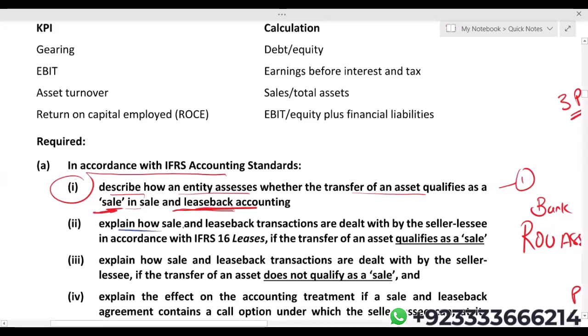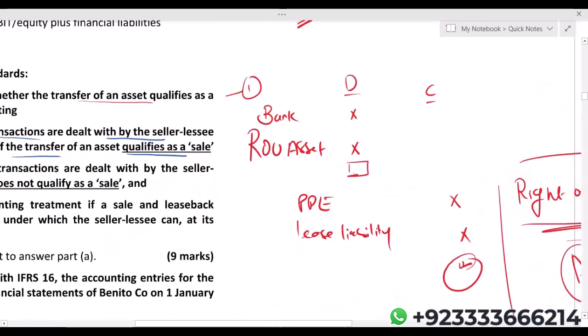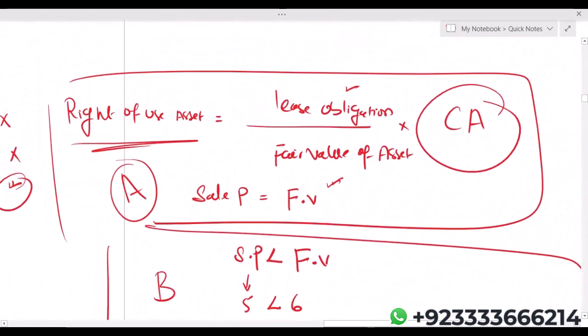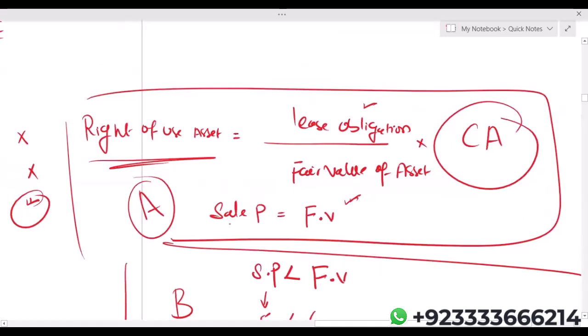Okay, now A2: explain how sale and leaseback transactions are dealt with by the seller-lessee in accordance with IFRS 16 Leases if the transfer of an asset qualifies as a sale. I think I did explain this in the previous class. If transfer of the asset qualifies for sale and we have taken the same asset back on lease, then there are three possibilities. If you recall, number one, if the sale proceeds are equal to the fair value, then how will you calculate the value for the right-of-use asset? Right-of-use asset is equal to lease obligation divided by fair value of the asset into carrying amount.